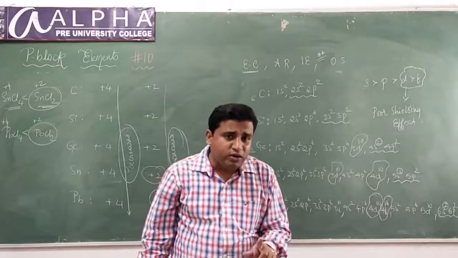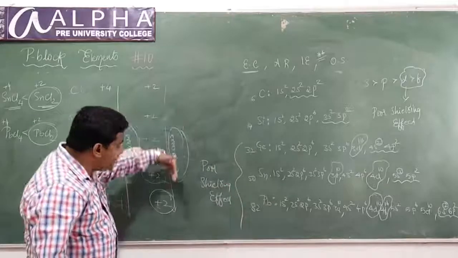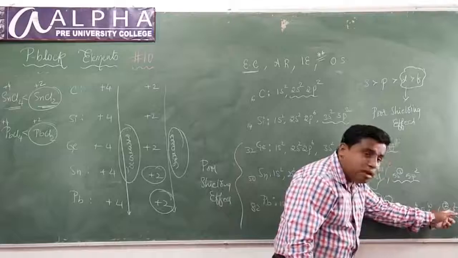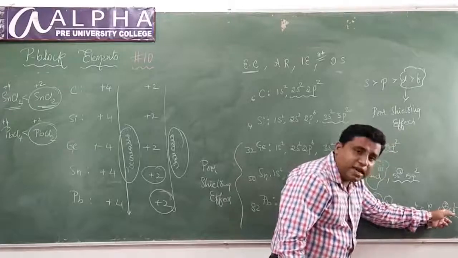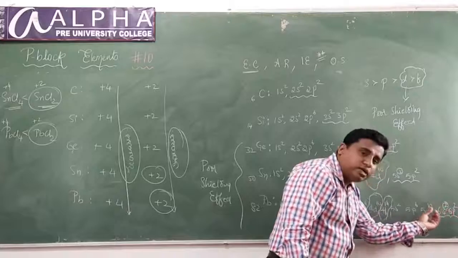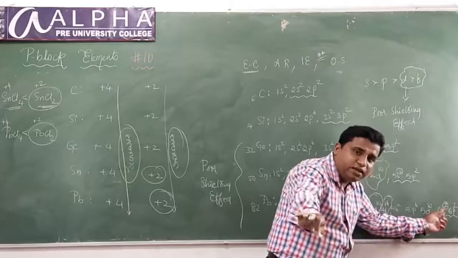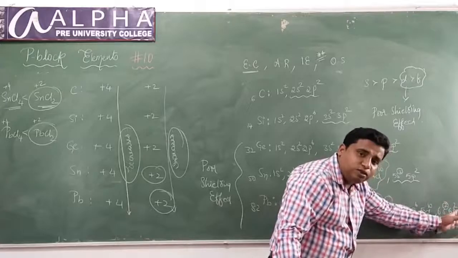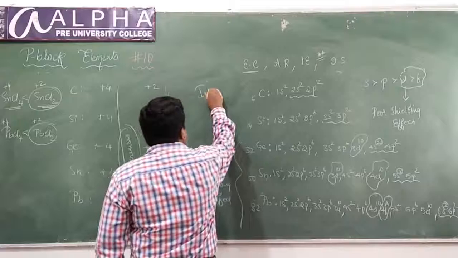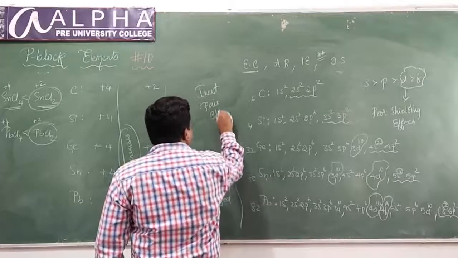Are you all able to understand my point? As we go down the group, the +2 oxidation state stability increases. Why? Because the removal of s electrons is very difficult, since they are tightly attracted to the nucleus. Therefore, s electrons will not participate in the reaction, only p electrons will. This effect is called the inert pair effect.